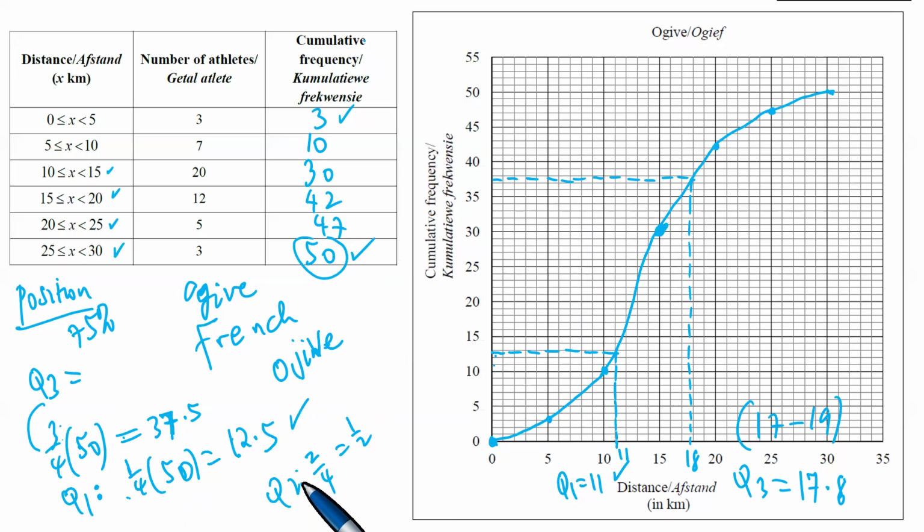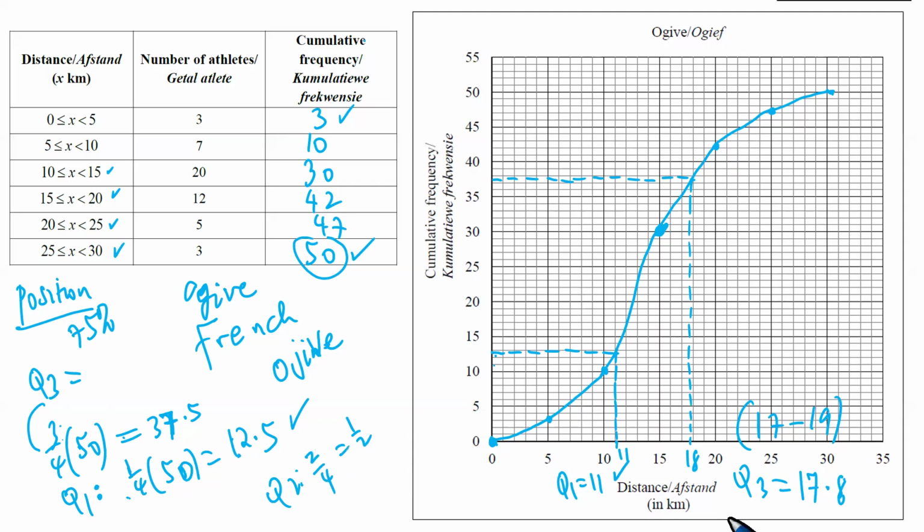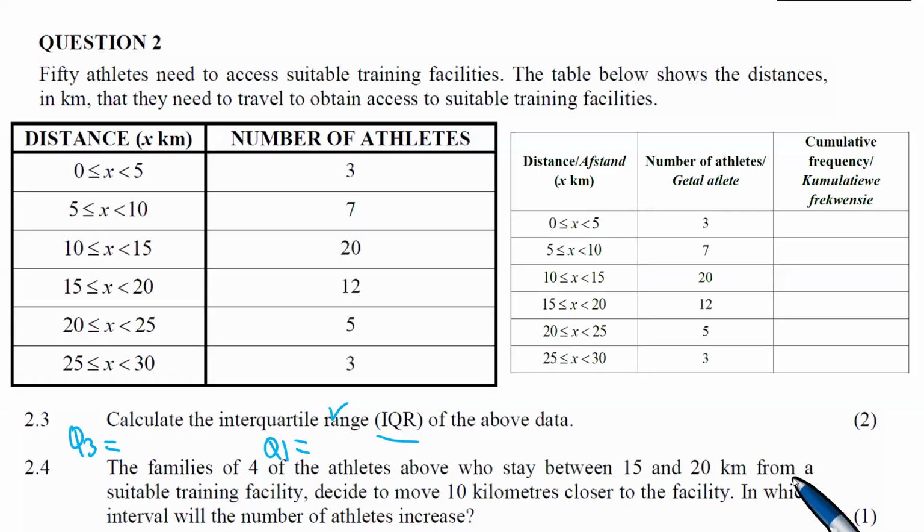Any question? So the Q3 we've got is 17.8 approximately, but I'll take a wide range of answers. The Q1 is 11. The interquartile range would therefore be Q3 minus Q1.